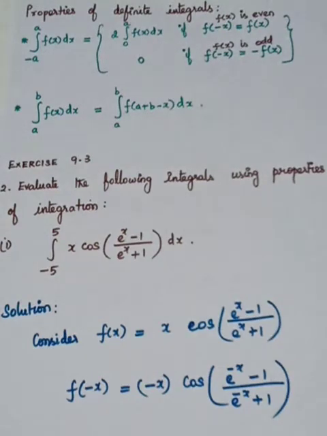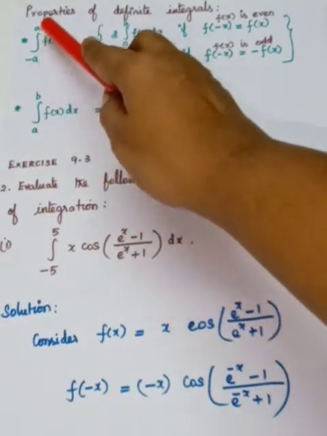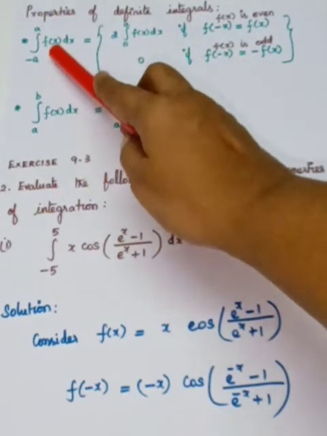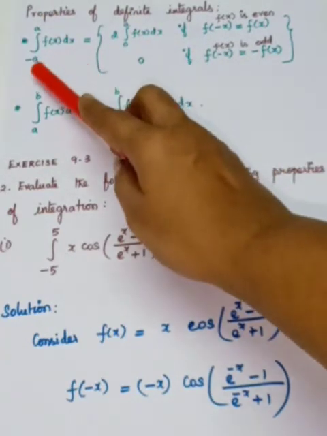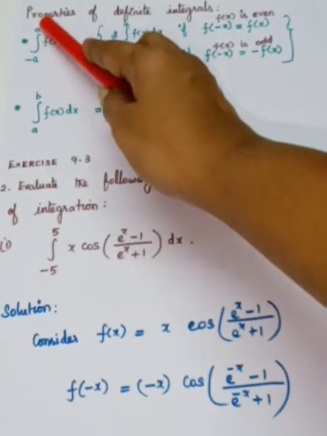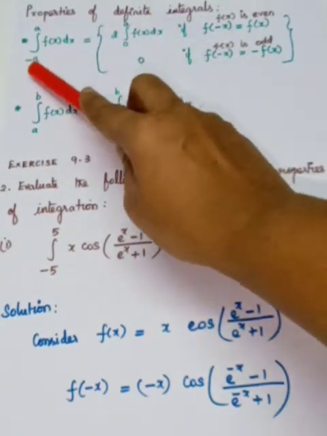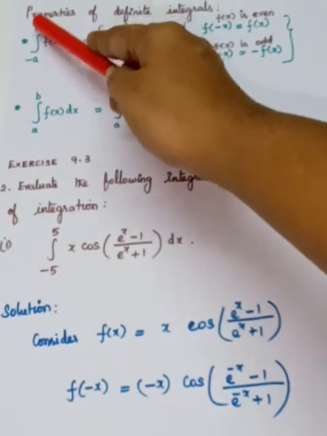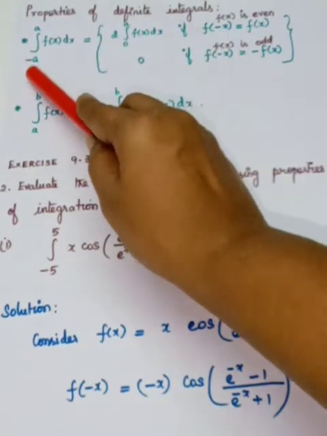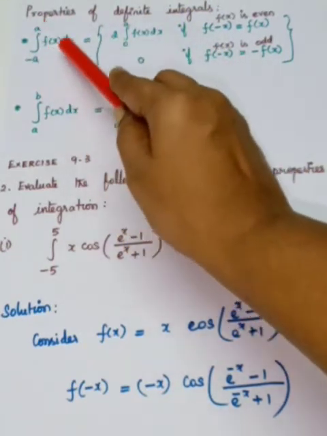Good morning, students. Today in this class we are going to see the two properties of definite integrals. The first one is the integral from minus a to plus a of f of x dx. You see that limit, minus a to plus a. The a value is the same, but one is in minus and the upper limit is in plus. So, integral from minus a to a of f of x dx.